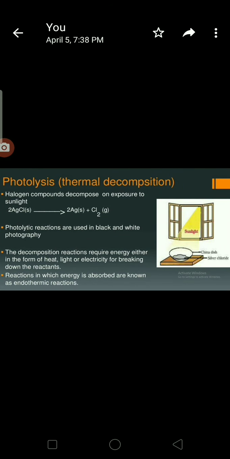If the heat source is from sunlight, then what can we call it? Thermal decomposition or photolysis. It is very important because of photography. The photography principle is based on sunlight. Look at this example, it is given silver chloride. Not only silver chloride, we can also use silver bromide. AgCl and AgBr both come under thermal decomposition because the source of heat we are using is sunlight.